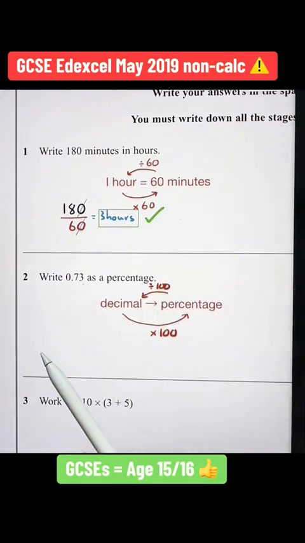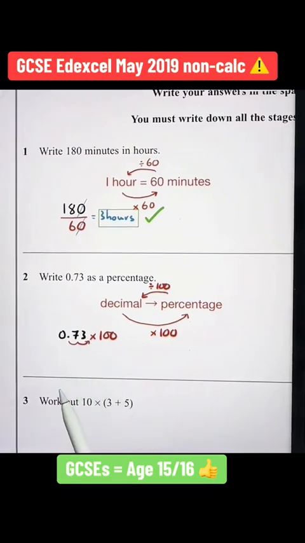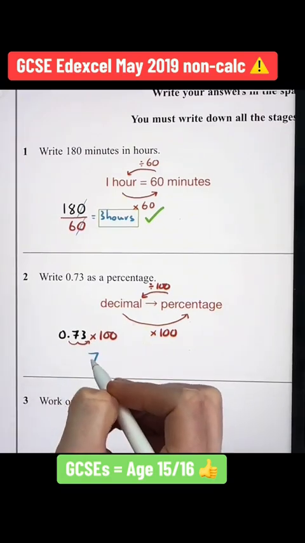As we're asked to write 0.73 as a percentage, we're going from a decimal to a percentage. Therefore, I'm going to multiply by 100. When multiplying by 100, that's the same as moving my decimal place 2 places to the right. Hence, 0.73 multiplied by 100 gives us 73%.